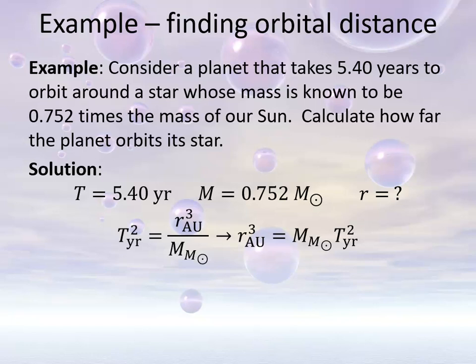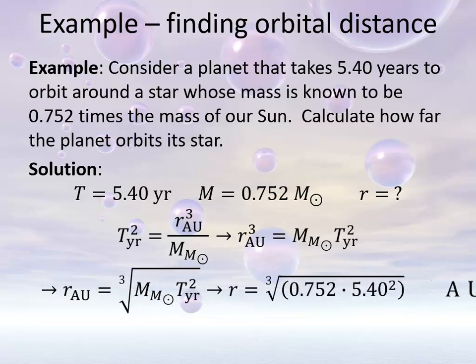Well, isolate the equation for r, so multiply both sides by mass in solar masses, we get r cubed, and then take the cube root of both sides. And now that we've done that, we're ready to plug in our numbers. Notice that when we plug them in, they don't have units because what is this symbol? This is the mass in solar masses. Well, the mass is 0.752 solar masses, so therefore the mass in solar masses is just 0.752.